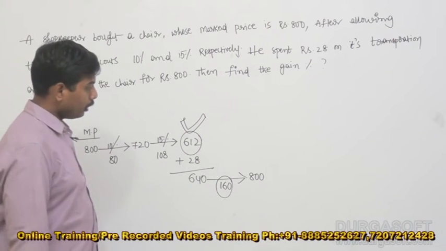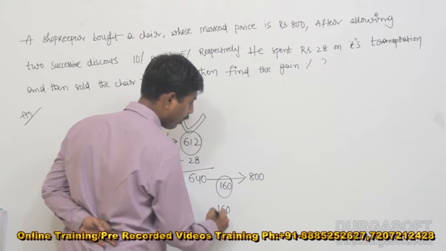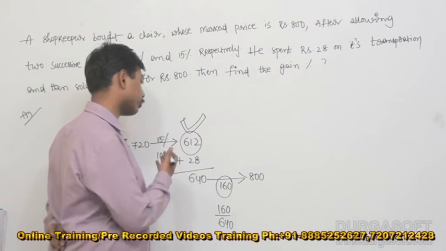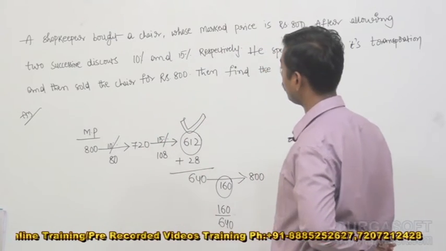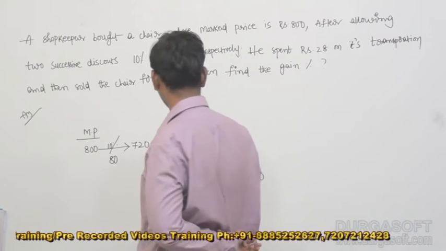This 160 rupees we have to calculate right now on that 640. 160 is how much percentage of 640? Everybody knows. Half of 640 is 320, half of 320 is 160, how much percentage? 25% of profit only is obtained for him.